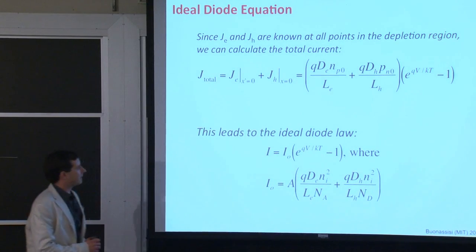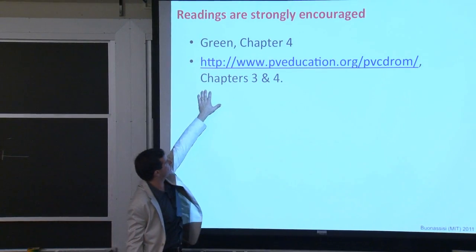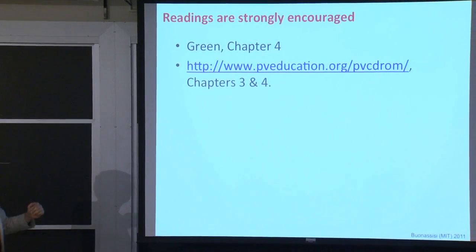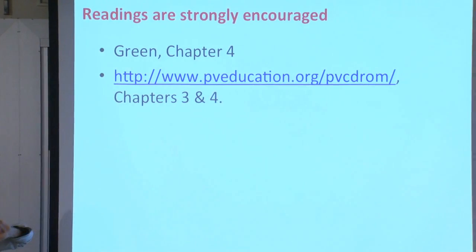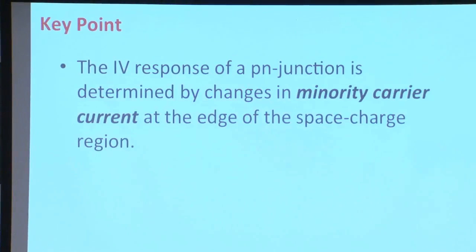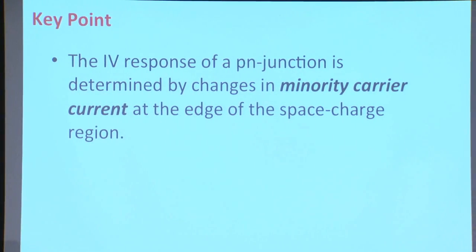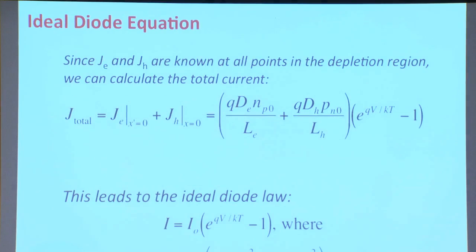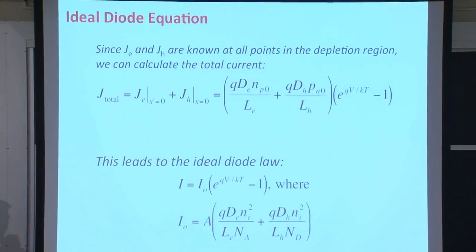So again, this we really need to go home and study. And if you'd like to do this pictorially, I provide you that link right there so you can see it visually. If you're more of a math type, chapters 3 and 4, actually chapter 4 in Martin Green is probably the best place to go. And the important thing to keep in mind is that in the pn-junction, the current flow across that junction is determined by the minority carrier current flow at the edge of the space charge region. And that's why we wind up with the exponential relation between voltage and current.